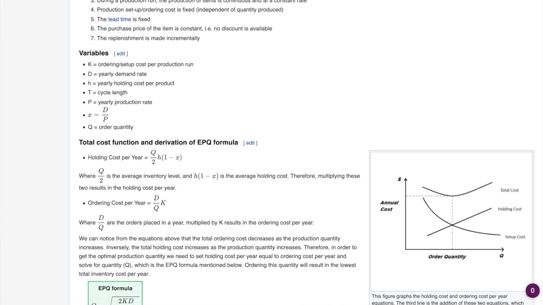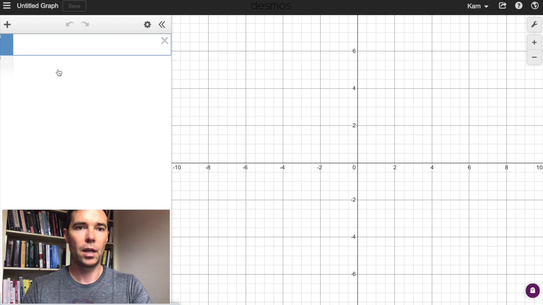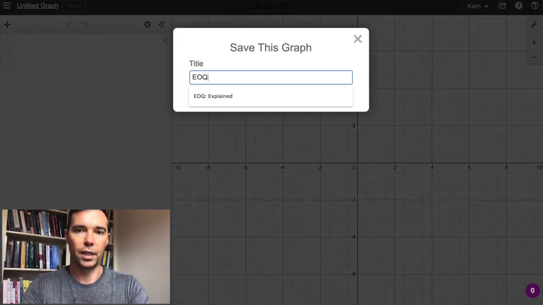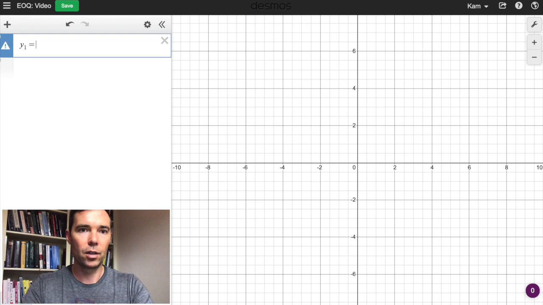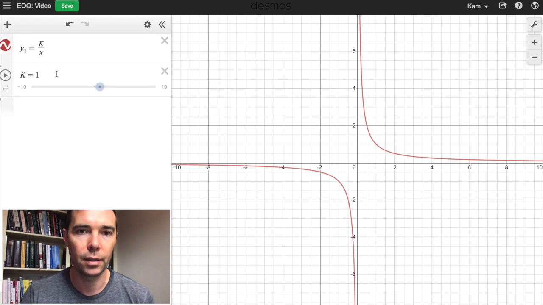One way to do that is to use a great tool called Desmos. It's an online graphing calculator. So we can jump into Desmos and start a new graph, and we'll do EOQ video. So what we are trying to graph is a total cost per unit with a slider here on K.